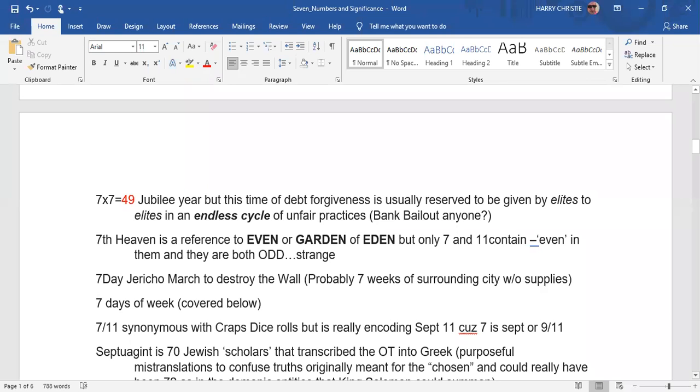Then we can go down to 7 times 7, and that is equal to 49, which in the Hebrew tradition is the Jubilee year. And in that Jubilee year, every debt is forgiven. But what we've seen in this realm is that usually the debt forgiveness is reserved for the elites, by the elites, for the elites. And this is just another endless cycle of unfair practices.